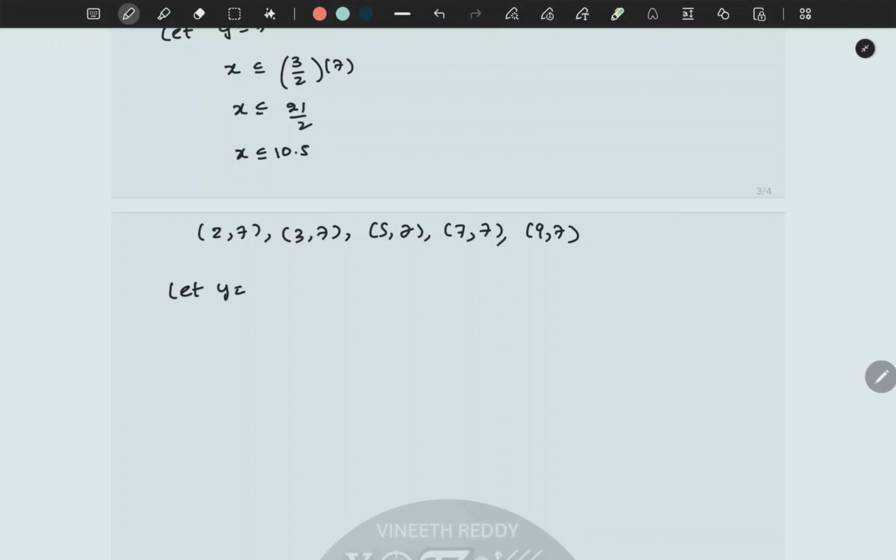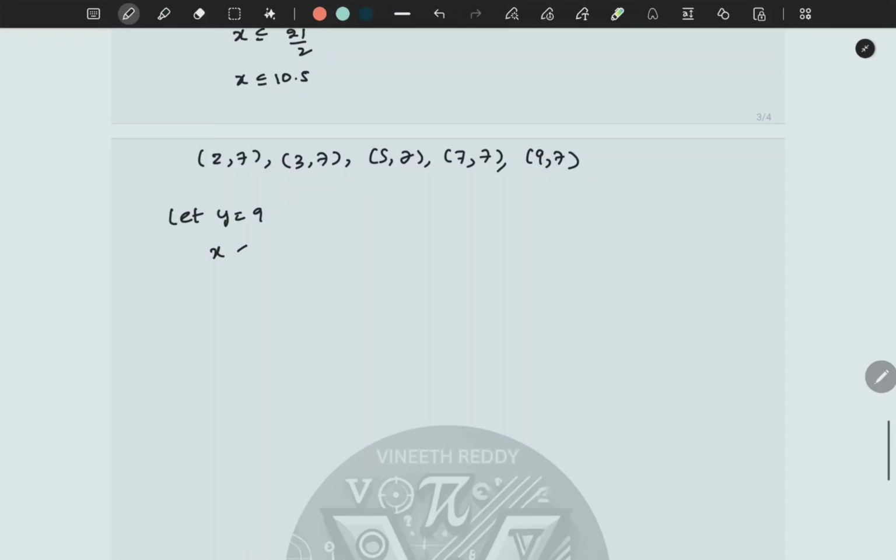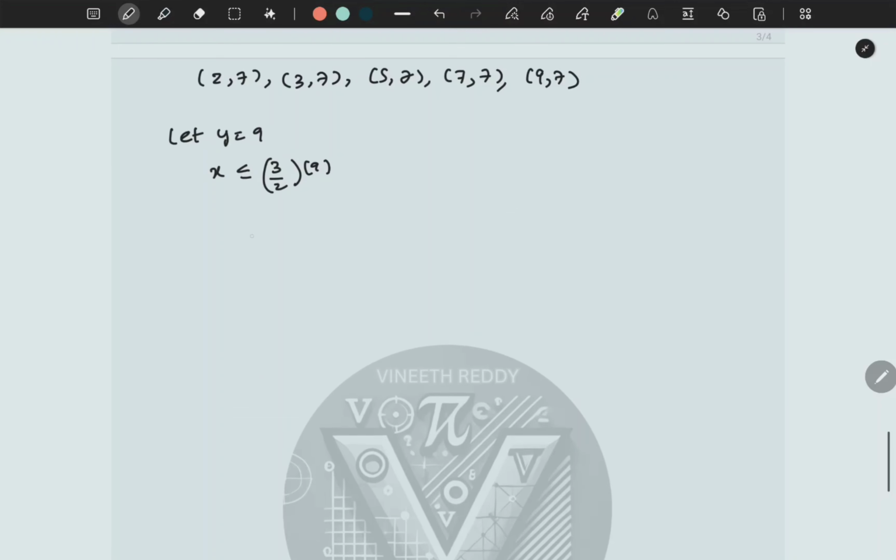Now let y equal, what can be the value of y? y can be equal to 9. That means x should be less than or equal to 3/2 times 9, right? So we get x less than or equal to 27/2, I think it is 13.5. All the values of x are accepted: (2,9), (3,9), then (5,9), (7,9), and (9,9) is also present.